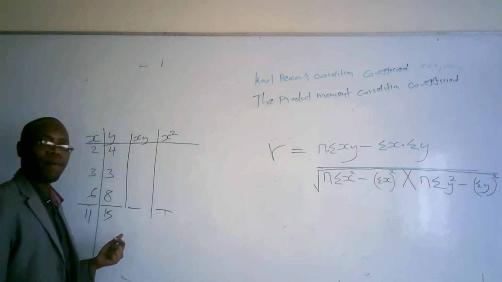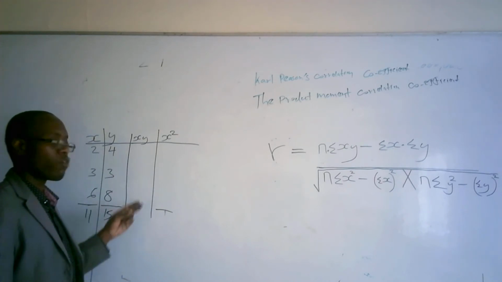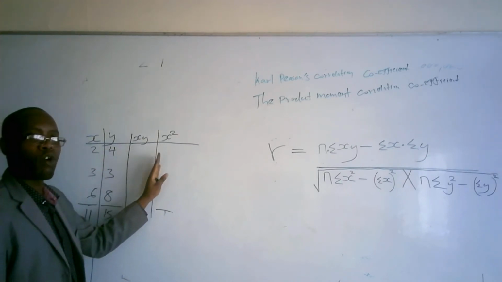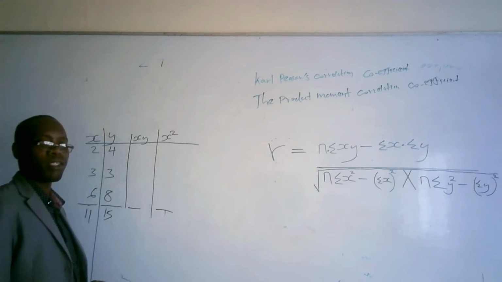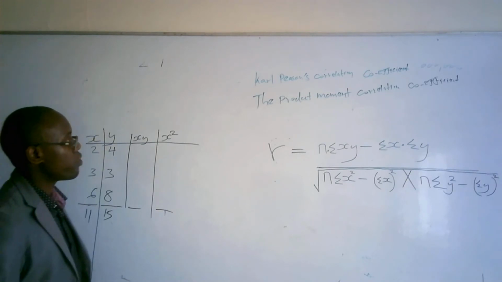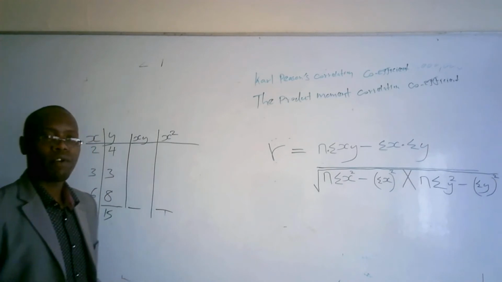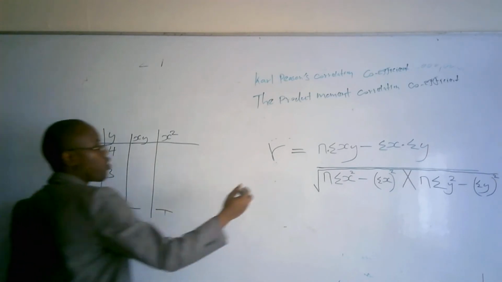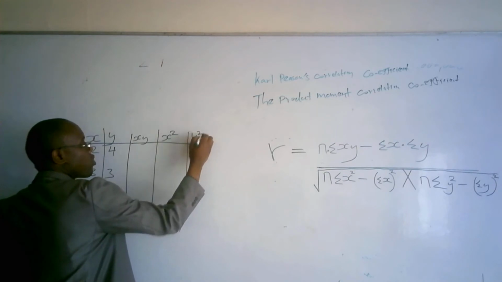If you remember, under regression, this is where we stopped in terms of making more columns. We usually stop at x squared under regression analysis. But in a correlation, which is the Pearson, there's one more column that we are going to add, which is the column of y squared. So what we will add here is y squared.